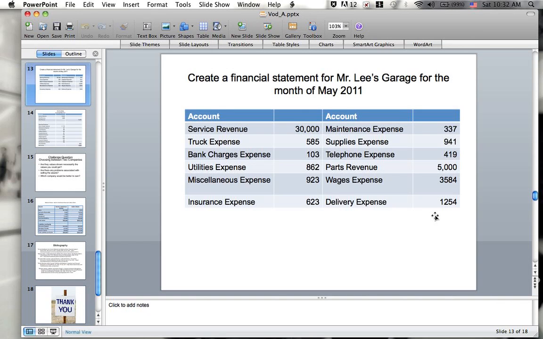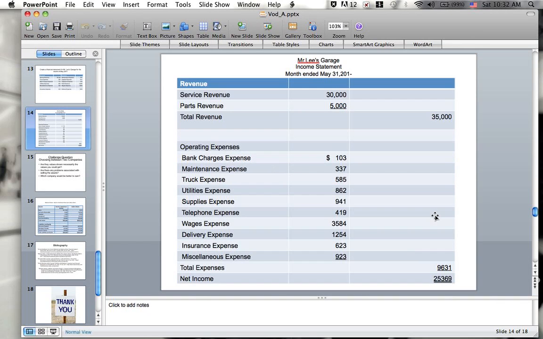The following table states the accounts in the financial statement for Mr. Lee's garage for the month of May. I created an income statement based on the previous table. The heading has the name of the business, which is Mr. Lee's garage, income statement, and the accounting period for which the figures have been accumulated.